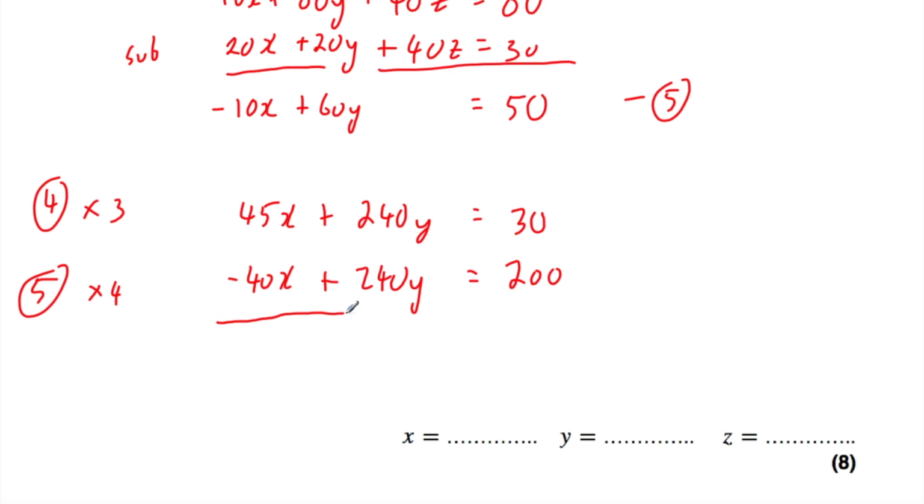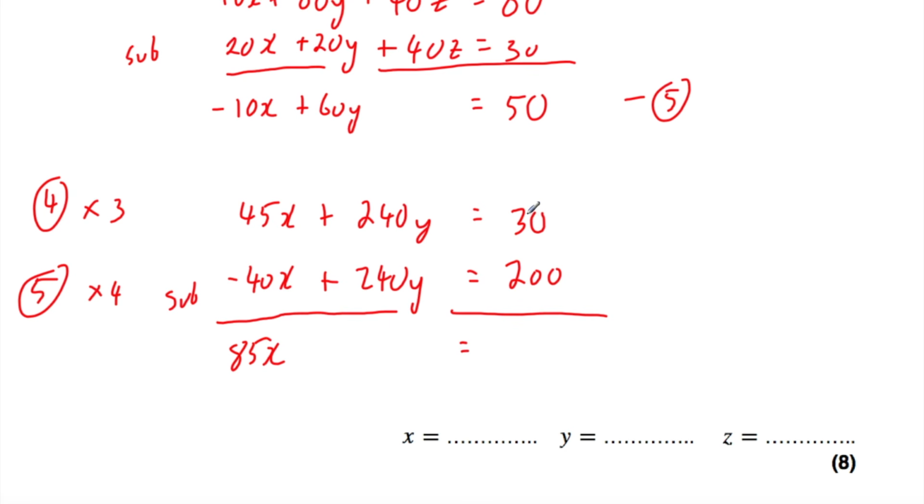Now what we're going to do is we're going to subtract those equations. And I'm going to write sub here. And we've got to be careful here because we're doing 45x subtract minus 40x. So 45 minus 40 is equal to 85. So 45x subtract minus 40x would be 85x. 240y take away 240y is equal to 0.